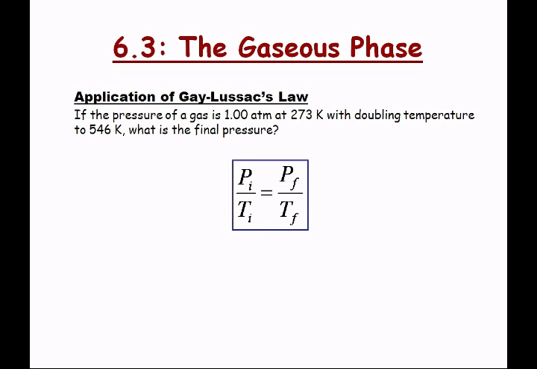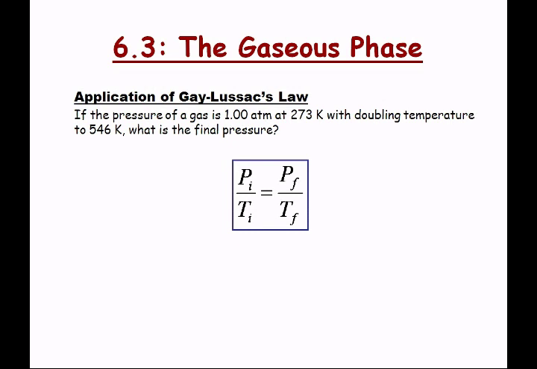So the last thing we talked about last time was Gay-Lussac's law. Let's go over this problem, since I don't think we got a chance to last time. If you recall, Gay-Lussac's law is written there. It relates pressure and temperature: Pi over Ti equals Pf over Tf. And if you remember, i means initial and f means final.